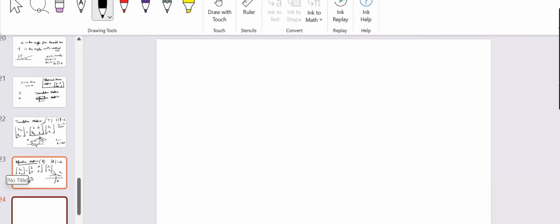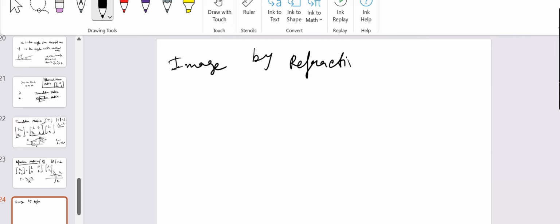So now the next thing is how to find the total matrix for the refractive surface, to form an image by a refractive surface.